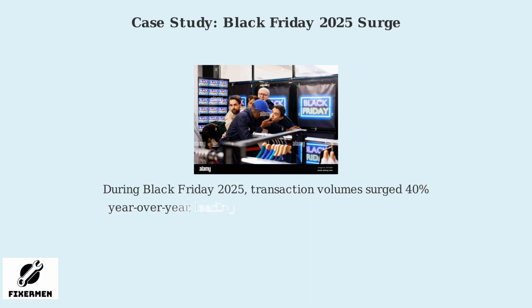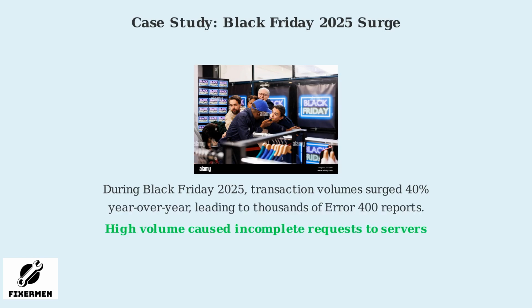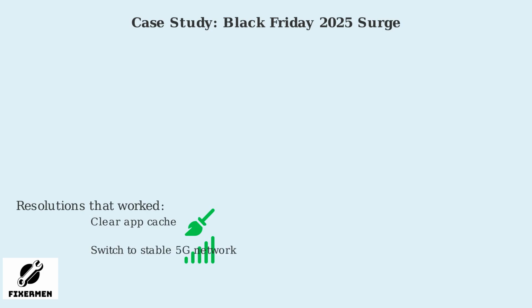During Black Friday 2025, Cash App saw transaction volumes surge 40% year over year. Thousands of users encountered error 400 during peak hours when attempting large transfers. The high traffic overwhelmed servers, causing incomplete requests. Resolutions included clearing the app cache and switching to a stable 5G network, which often fixed the issue instantly by ensuring complete data transmission. This case study underscores the importance of network stability during peak usage periods to avoid request failures.